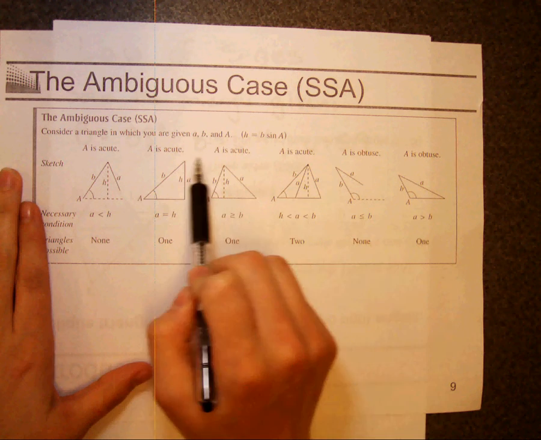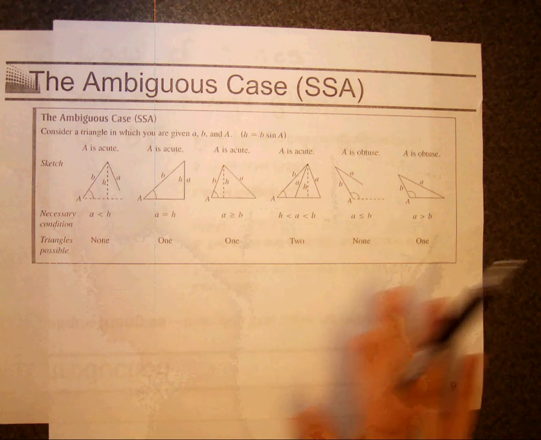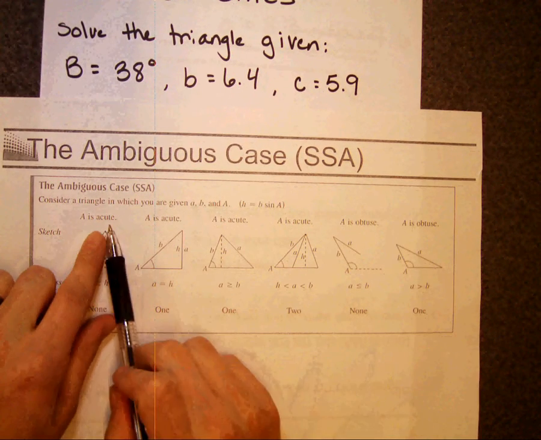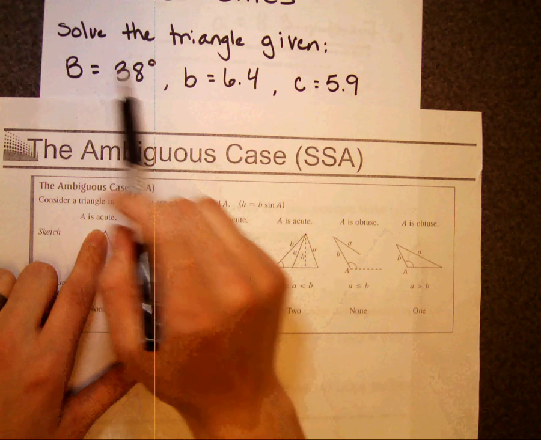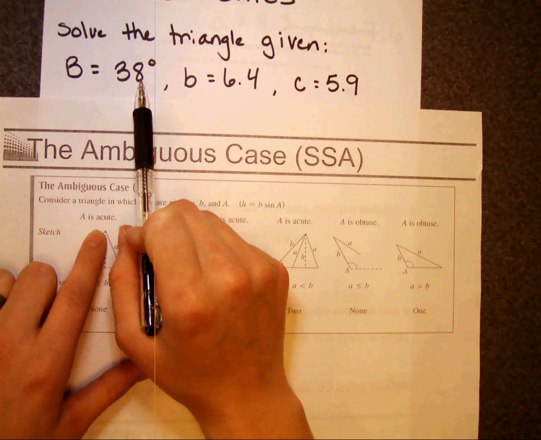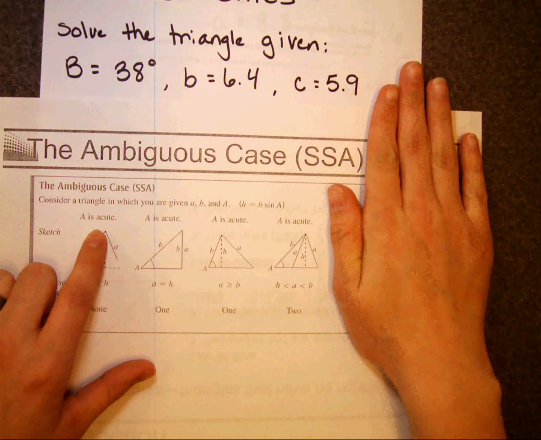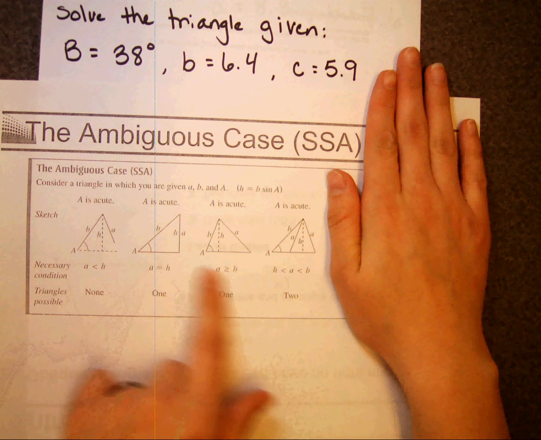So our very first observation that we need to make is the angle that they give us. This says A, but in our case we have angle B. Is it an acute angle or is it an obtuse angle? Our B value is 38 degrees, which is less than 90, so it is acute. So I'm disregarding the last two cases, I'm just looking at these first four.